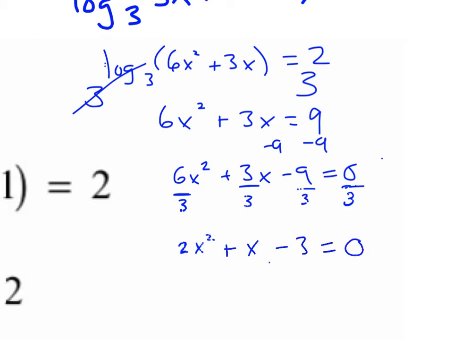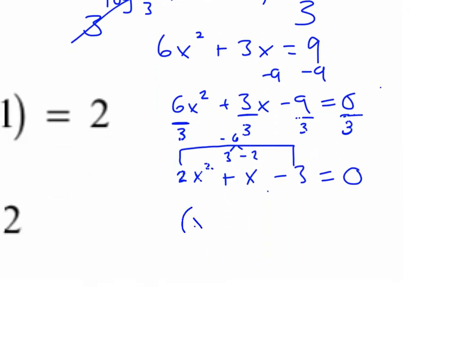We still have a number out front that's not 1, so what do we have to do now? Multiply the first and the last. So what's 2 times negative 3? Negative 6. What are two factors of negative 6 that add to 1? 3 and negative 2. So in our parentheses here, we have x plus 3 and x minus 2. What do we have to do when we start with a number that's not 1?